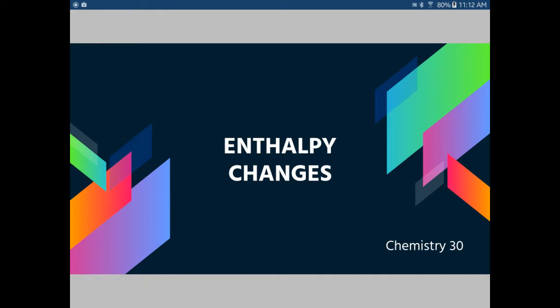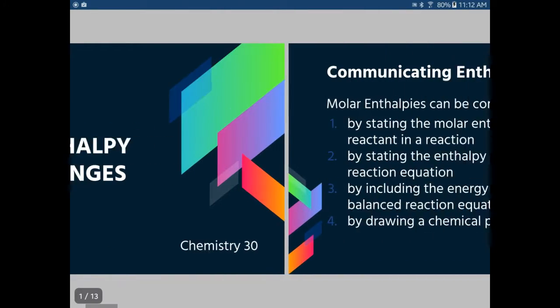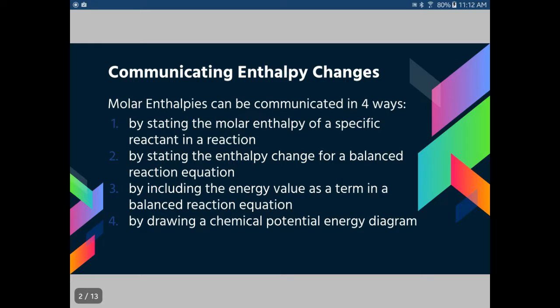Okay, we are going to take a look at this next section of thermochemistry called enthalpy changes. Essentially, in this lesson, we are going to look at a few different ways we can record and express our changes in enthalpy. We're looking at this for a variety of different reactions, anything from formation to combustion and anything in between. Essentially, there are 4 ways to notate or communicate enthalpy changes.